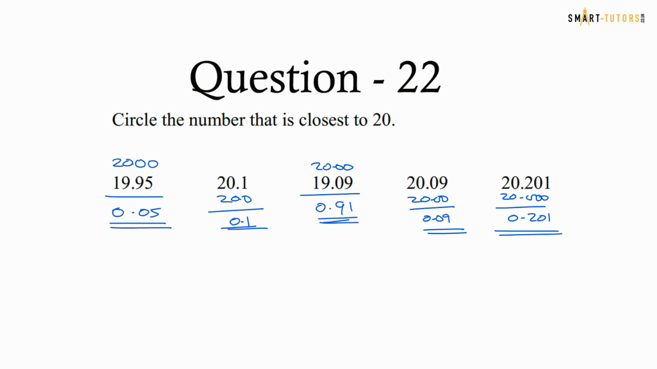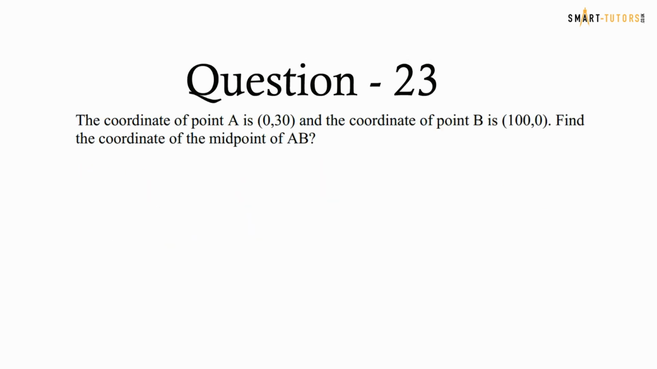So the biggest one is far away from that, so this is out, and this one is out, this one is out. 0.09 or 0.05. 0.05 is the very closest. So the answer is 19.95, which is closest to 20.